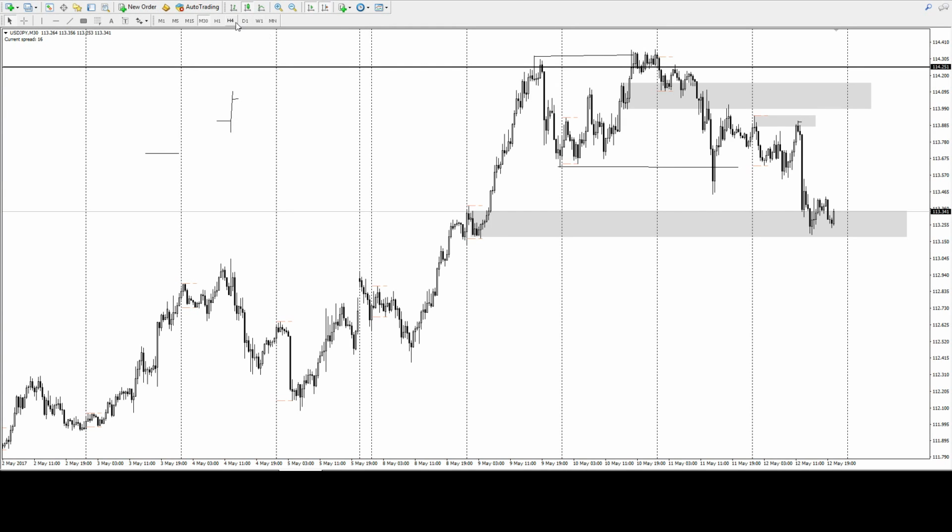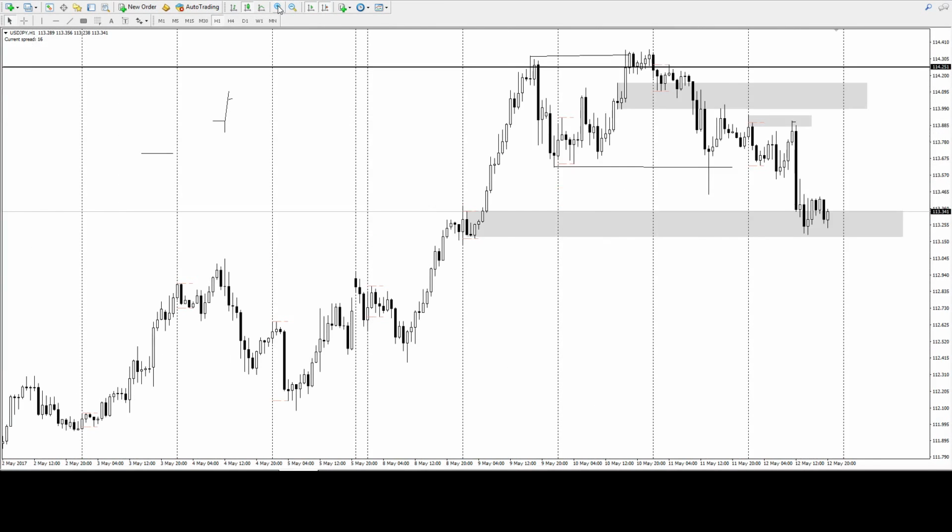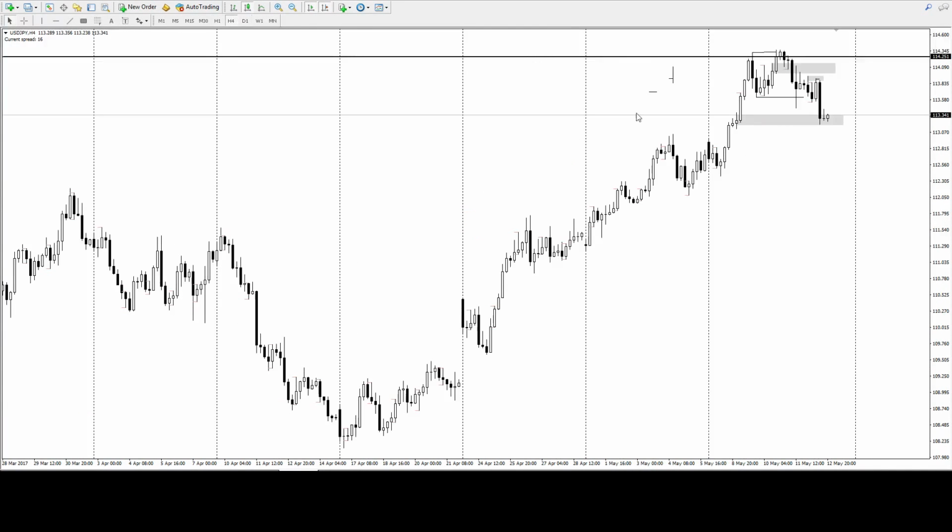So next week, I think I'm in two minds about this. I think it's probably gonna go lower. I do think it's probably gonna go lower.